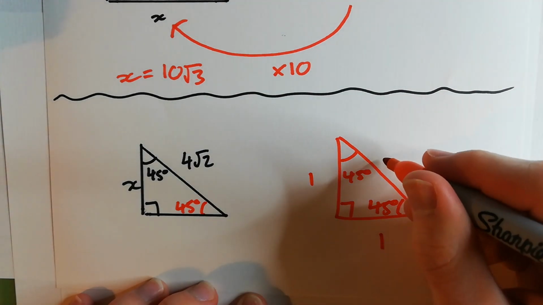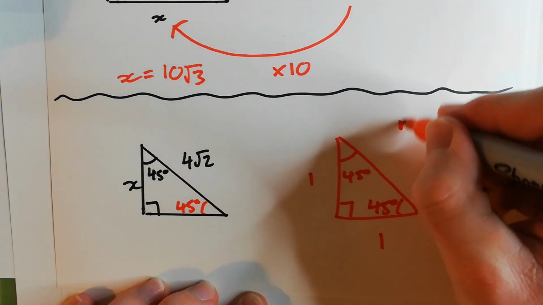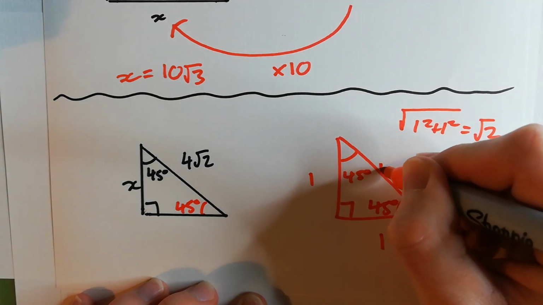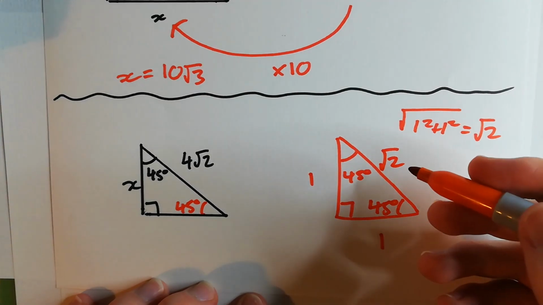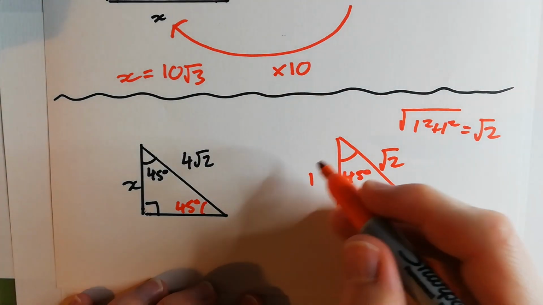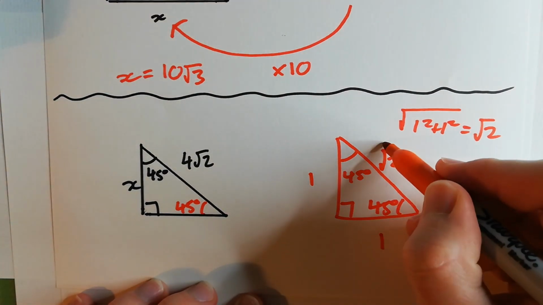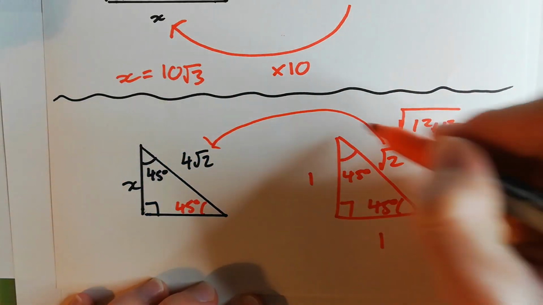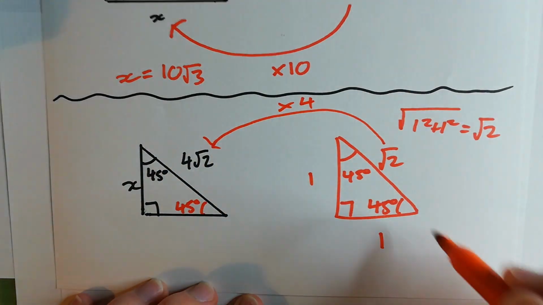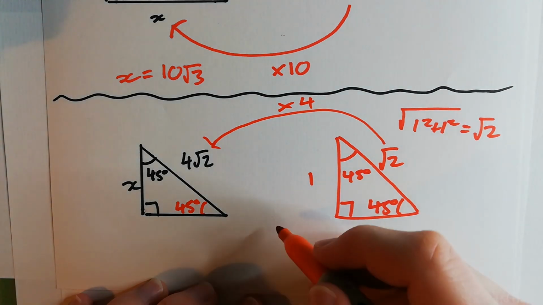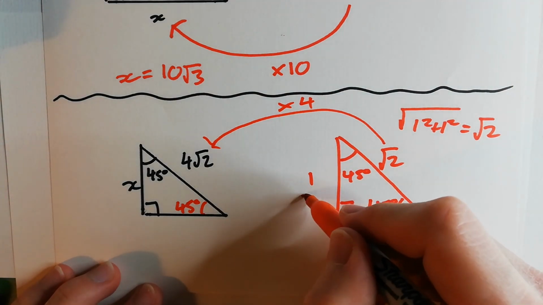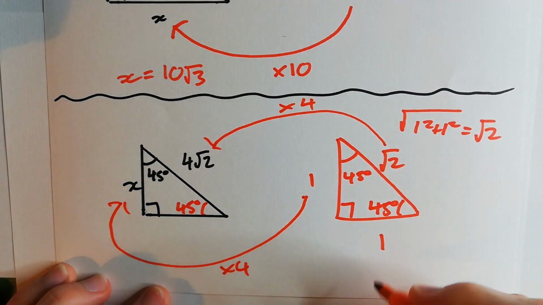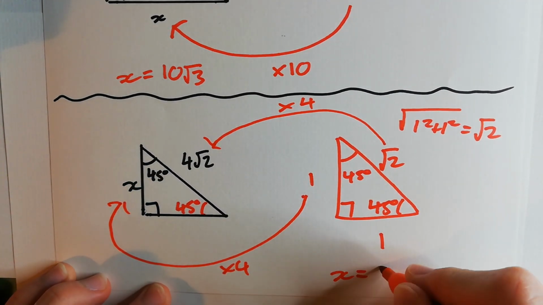Now if you can't just remember this, we could quickly use Pythagoras to go root 1 squared plus 1 squared, which equals the square root of 2, although it's likely that you will just remember this. We can see that the scale factor here is times 4 going this way. So then we instantly know that this side here, to get x, is also going to be times 4, which means x must equal 4.